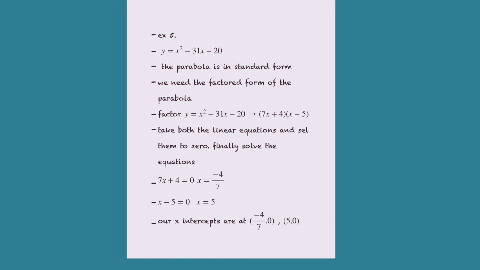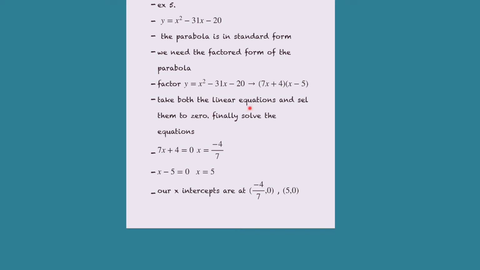Okay, so the last one, y equals x squared minus 31x minus 20. So the parabola is in standard form, y equals ax squared plus bx plus c. But we need it in factored form. So we take our parabola and factor it, and we find out it's 7x plus 4, x minus 5.